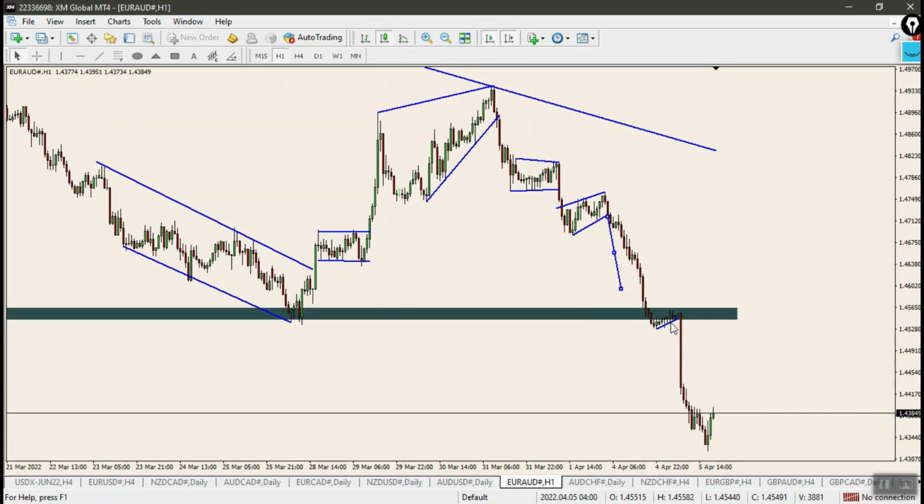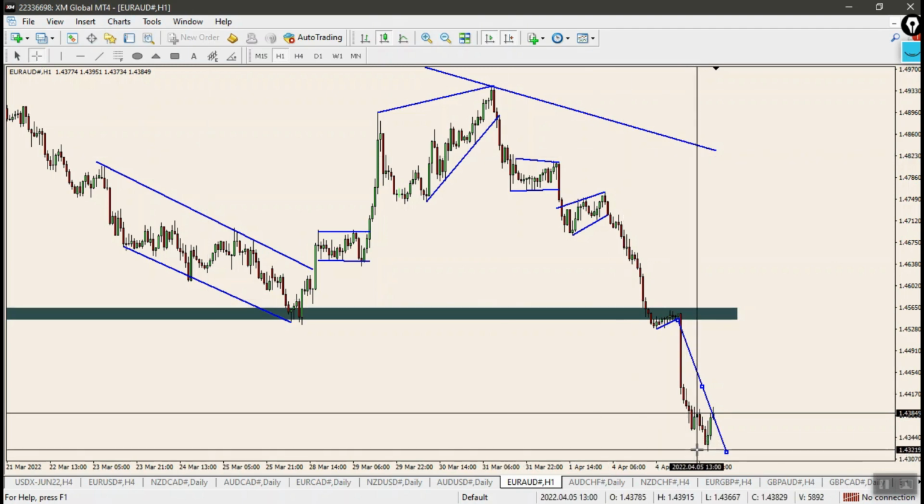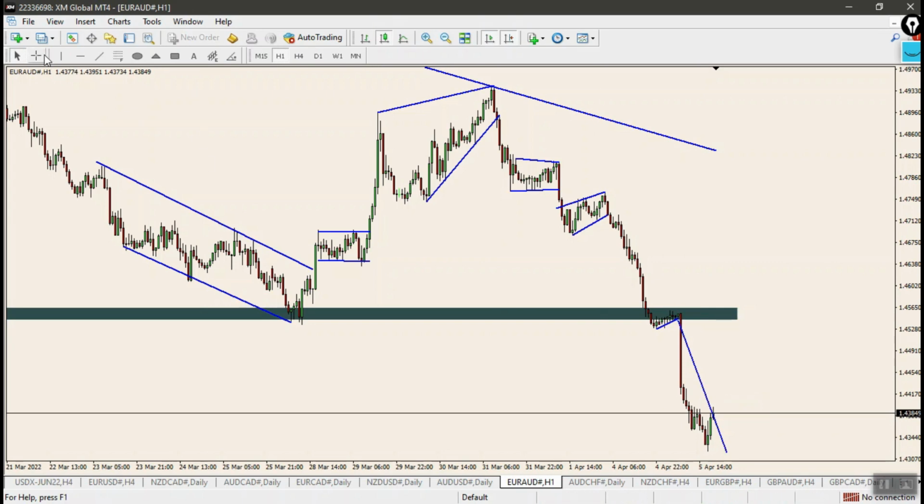For this setup right here, first impulse, and I believe the market, yes, the market would have hit your TP. It would have definitely hit your TP right there.